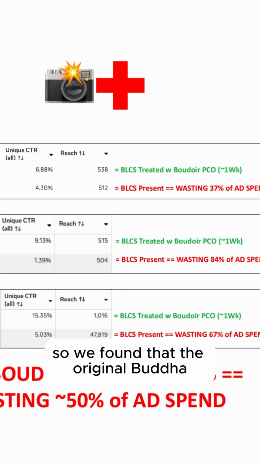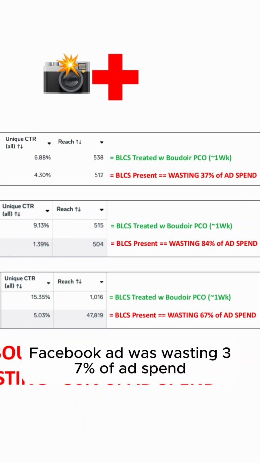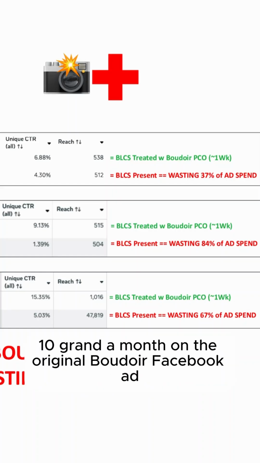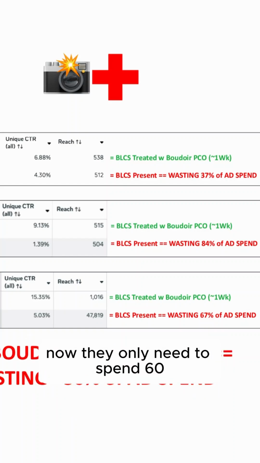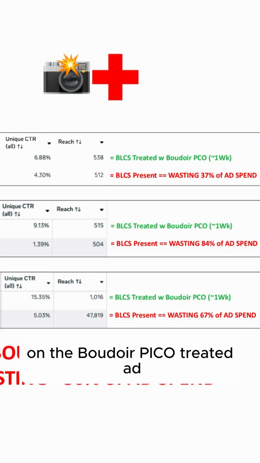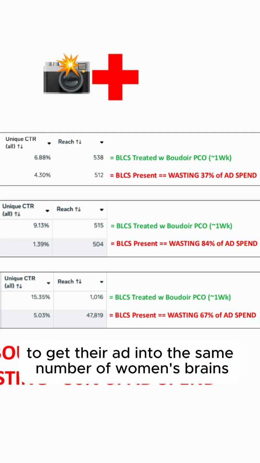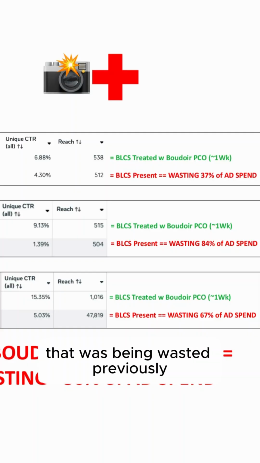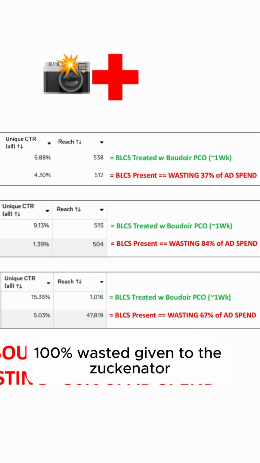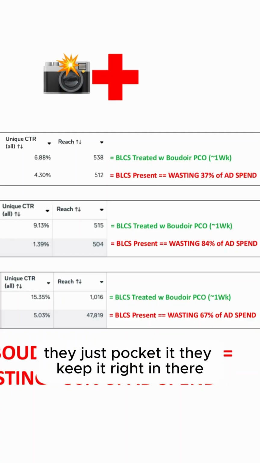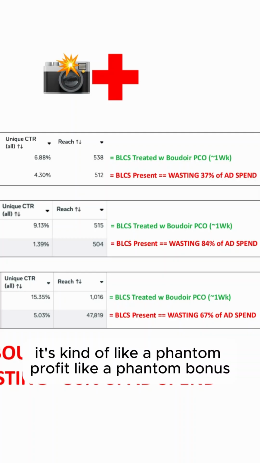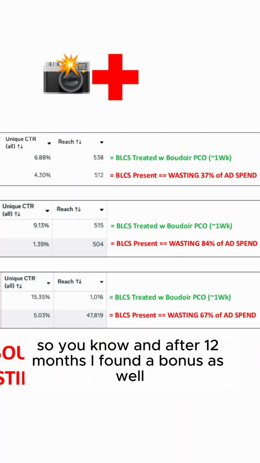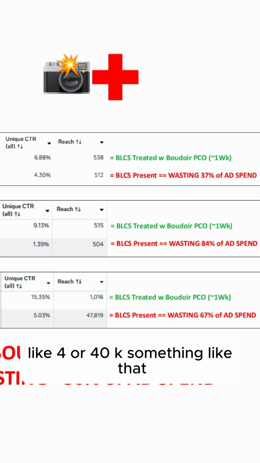So we found that the original Boudoir Facebook ad was wasting 37% of ad spend, literally being wasted. So if they're spending 10K a month on the original Boudoir Facebook ad, now they only need to spend $6,300 a month on the Boudoir Pico treated ad to get their ad into the same number of women's brains. Way more efficient. And that $3,700 a month they no longer have to spend, that was being wasted previously, 100% wasted, given to the Zuckinator. They just pocket it. They keep it right in their pocket, don't have to spend it. It's kind of like a phantom profit, like a phantom bonus. And after 12 months, that phantom bonus is about $40K, something like that.